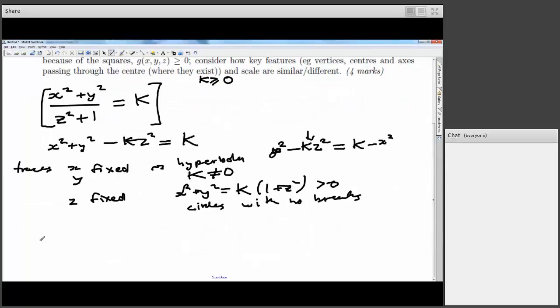So again, if k is non-zero, then these level surfaces are hyperboloids with no breaks, so hyperboloids of one sheet.